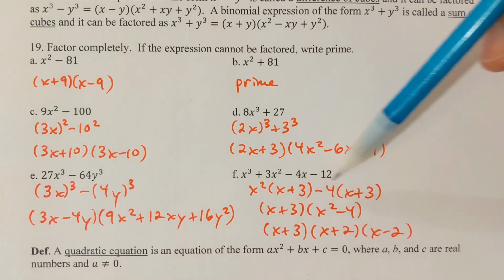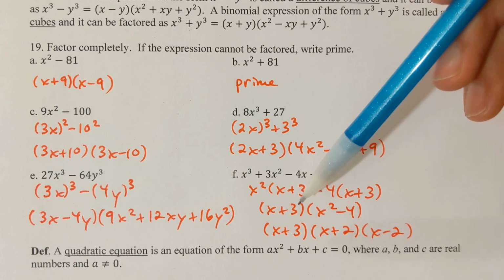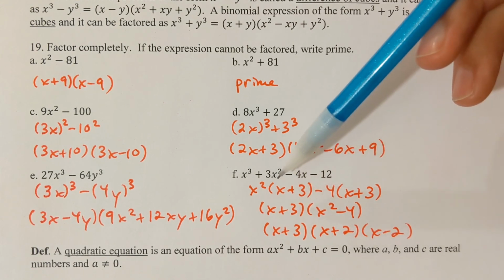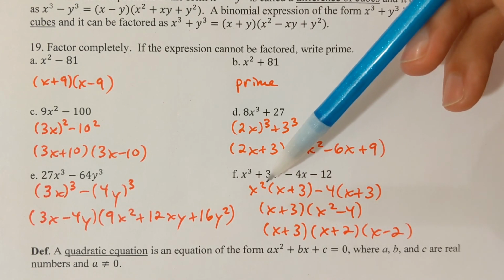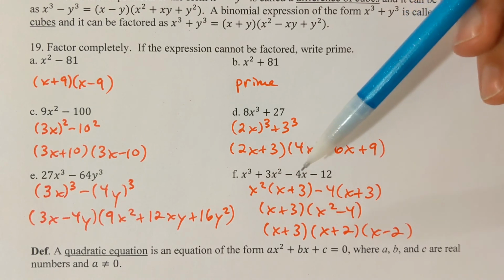X plus 3 is now in common to these 2 groups. You can factor that out of the whole thing, and that's what I've done in the next line. The leftover from the first group is x squared. The leftover from the second group is a minus 4.